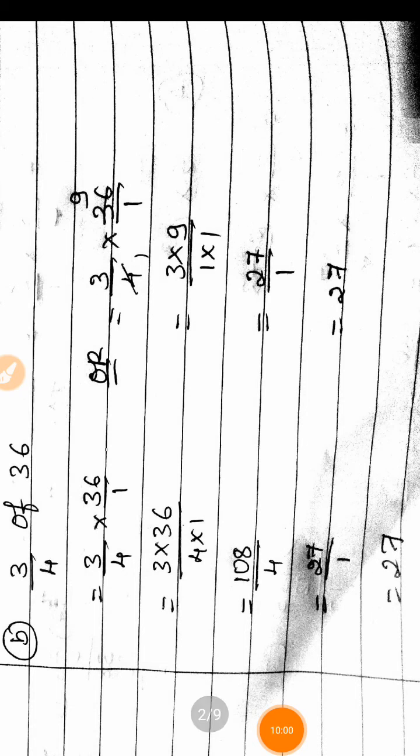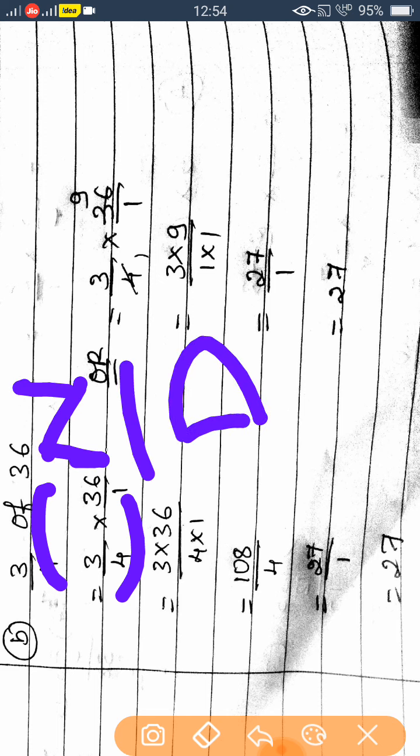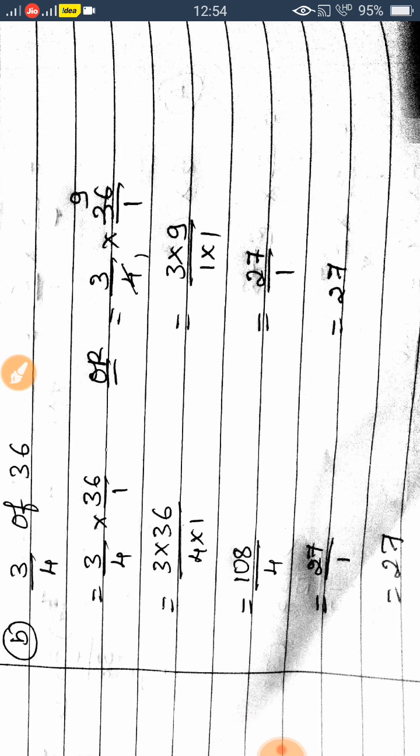See the B question, 3 by 4 of 36. "Of" means multiplication sign. Instead of the word, write the multiplication sign: 3 by 4 into 36 by 1. 36 by 1 it is. See, here also two methods. Direct multiplication, numerator to numerator, or by cancellation. Between the numerator and denominator, only one we can cancel.